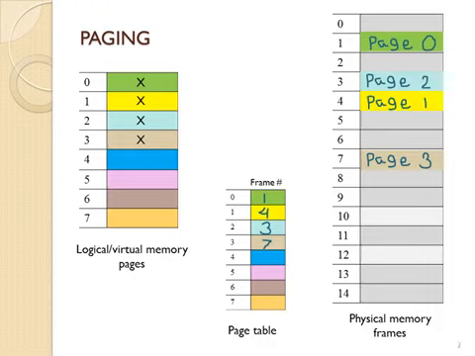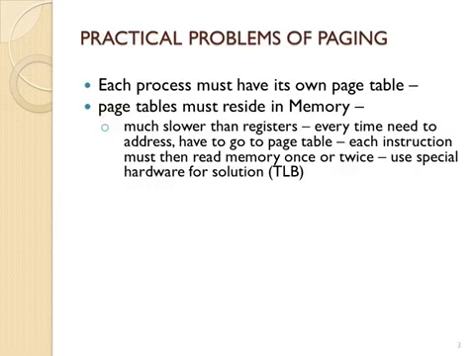And segmentation works similarly, only instead of having your memory all the same size frames, you have to locate holes in memory to put the segments into, and then this segmentation table is not going to have frame numbers in it, it's going to have base and limits. Base is the location where it starts in memory, and limit is the size. In paging, you don't need a limit because all the frames and all the pages are the same size. So there are some issues about paging.